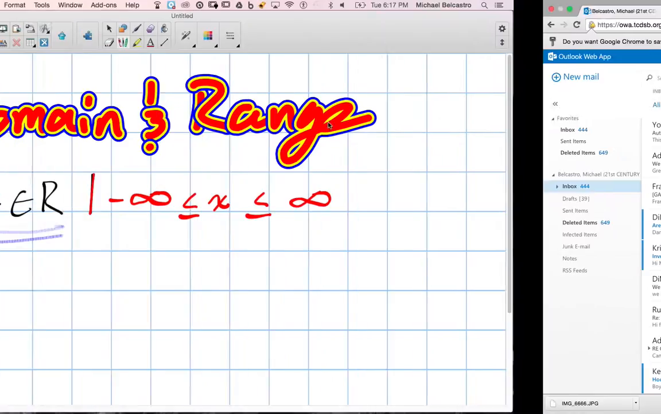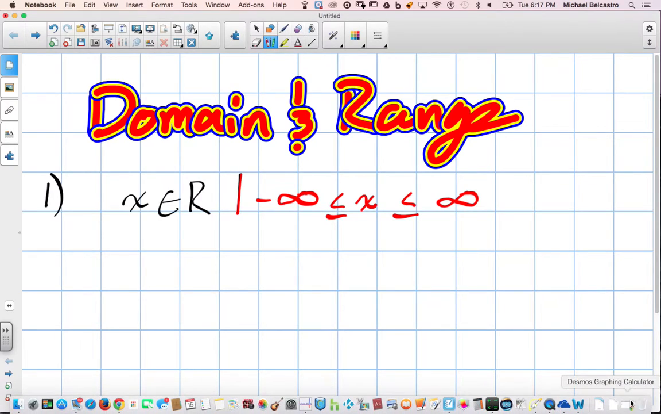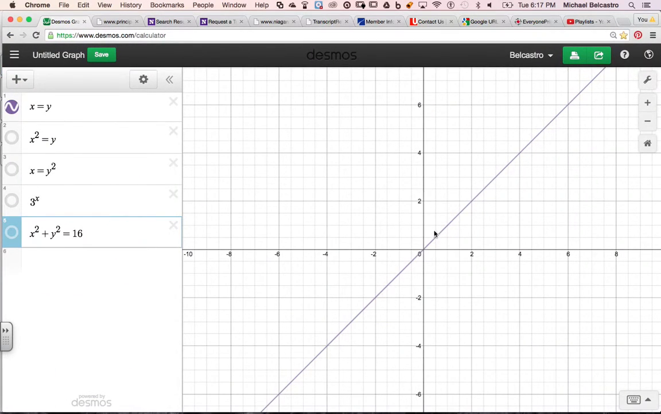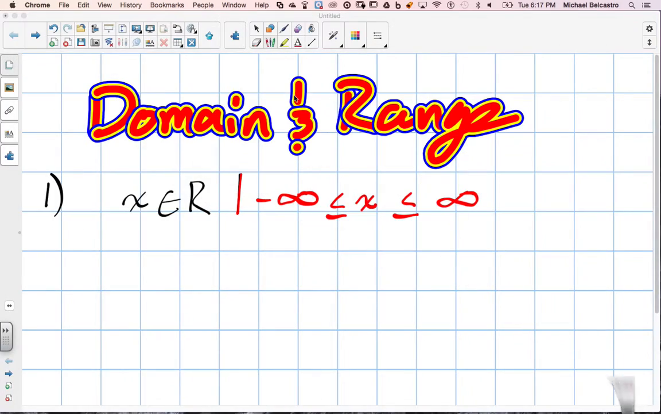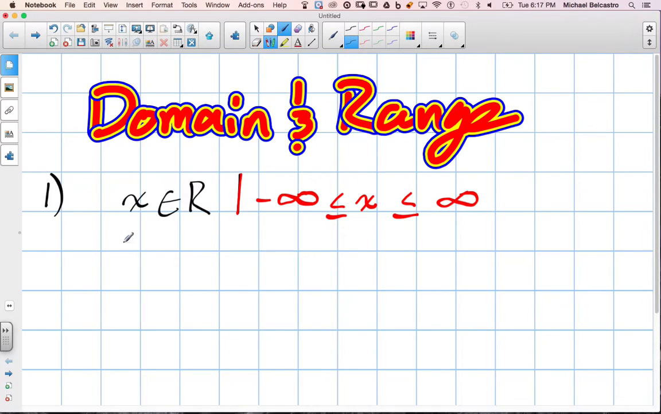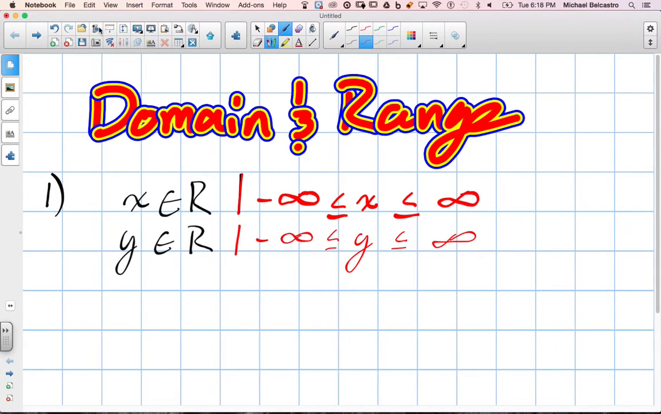And then the same thing goes for up and down. Okay, since the y values, this is going up forever and down forever, we set up the same thing. Okay. We have y is the element of all real numbers. We can leave it at just that, or we can add the restriction that y is greater than or equal to negative infinity and less than or equal to positive infinity.